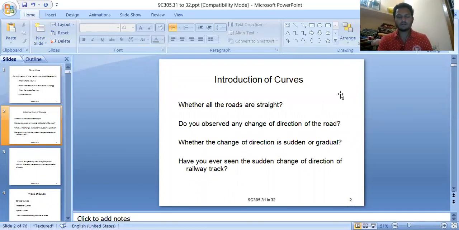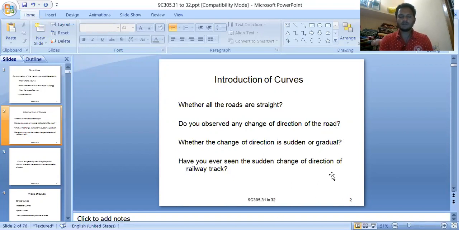Let us understand what is a curve. Are all the roads straight? No, it is not possible. Roads cannot be straight for a longer distance. We have to provide some curve. We have to observe where it has to be provided. Suppose we are going to provide a left side curve or right side curve, we have to observe the slope also, and what slope we have to give to the curve. So these are all the things we need to look at.